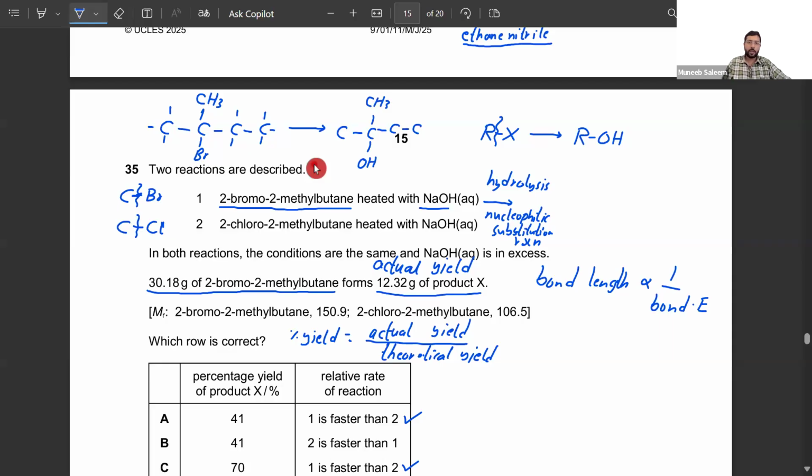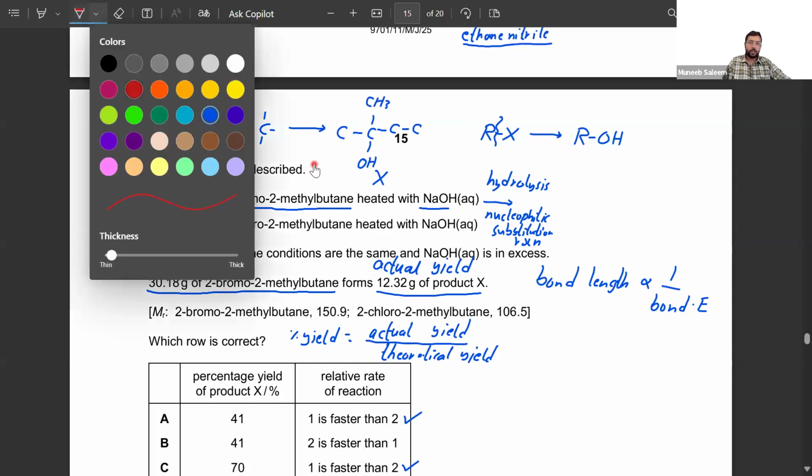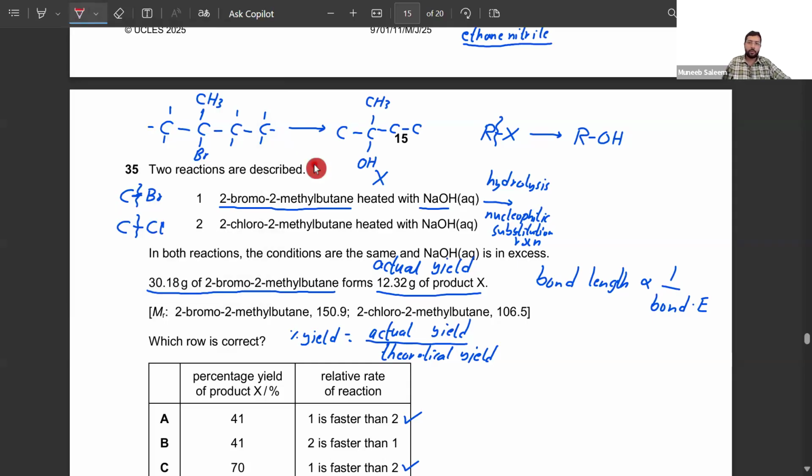Now we have to determine the Mr of the product. This is the X product. We are already provided with the Mr value for the original compound, but we do not have the Mr of compound X. So it's simple. You just have to subtract the value of the bromine from 150.9 and replace it with the value of OH.